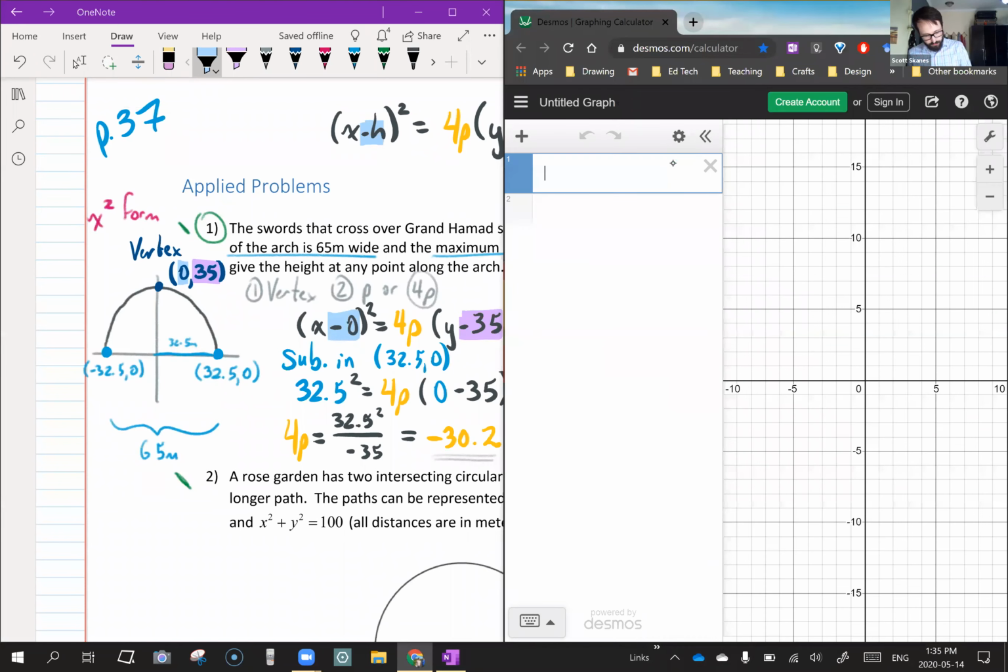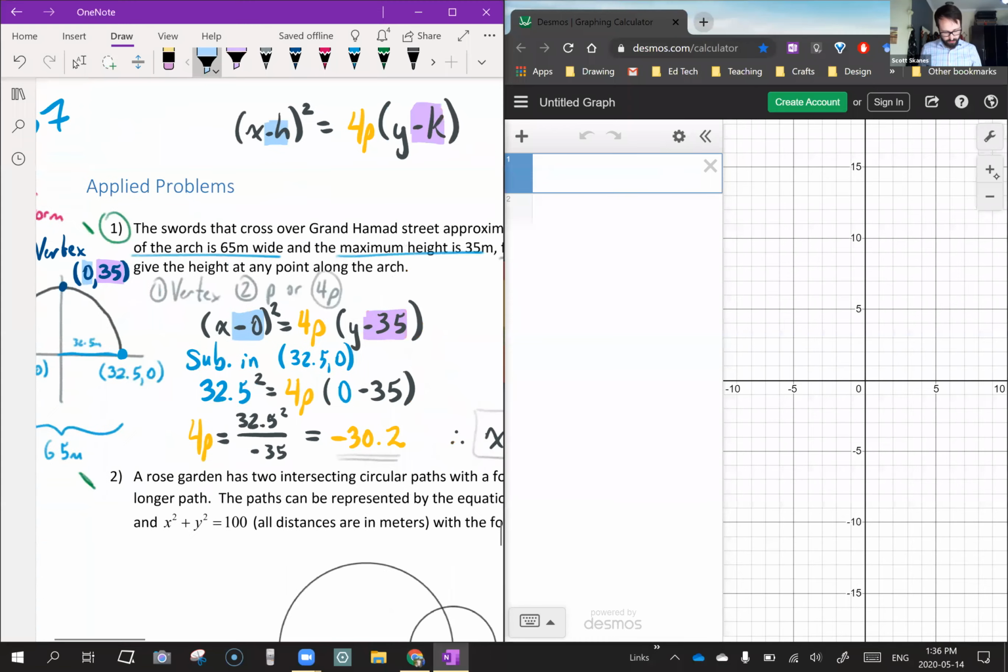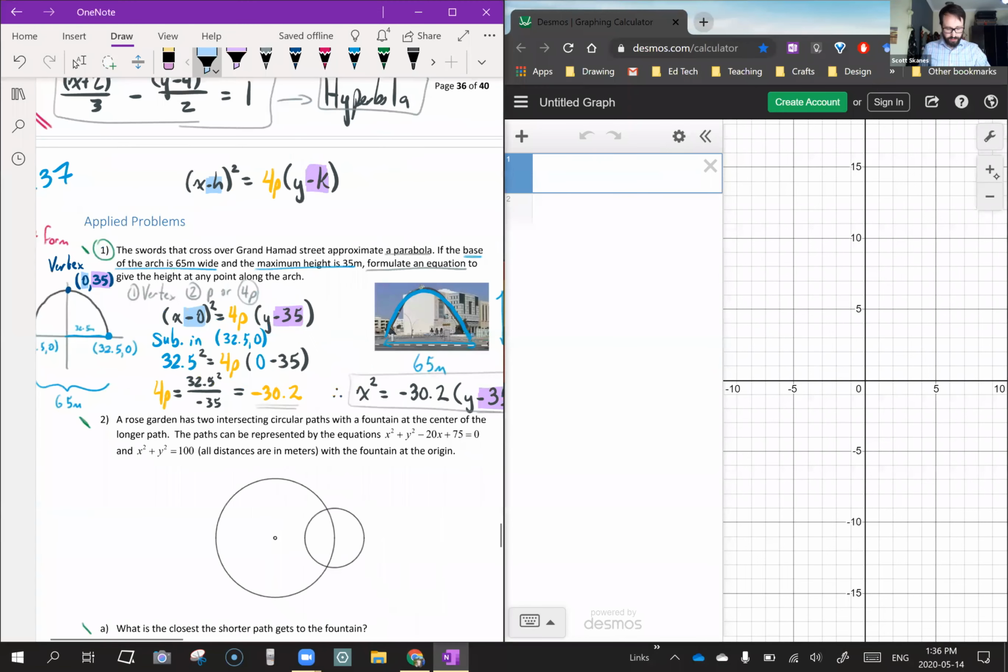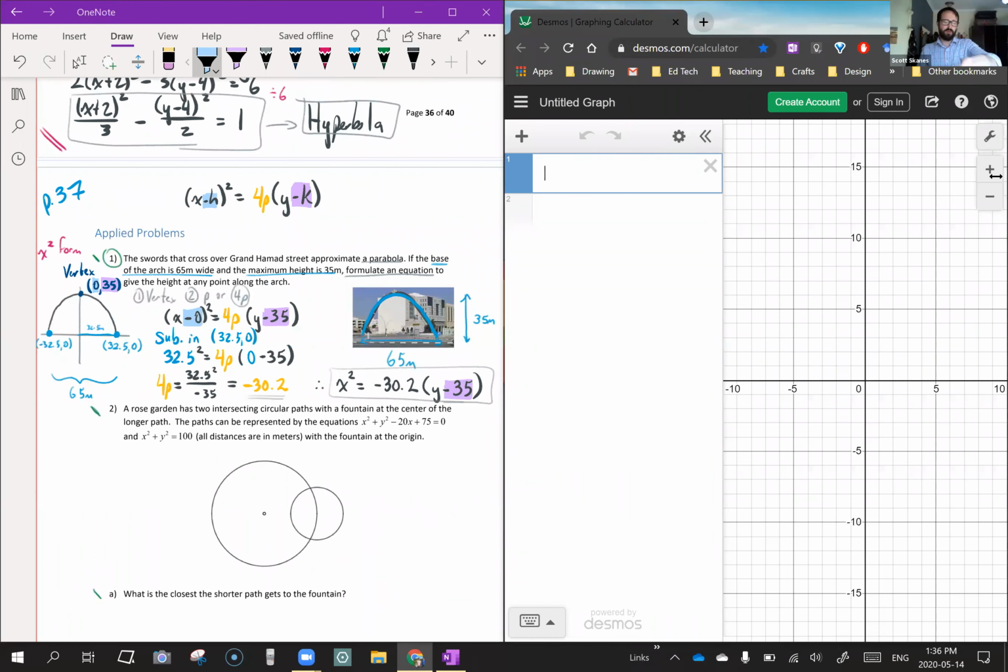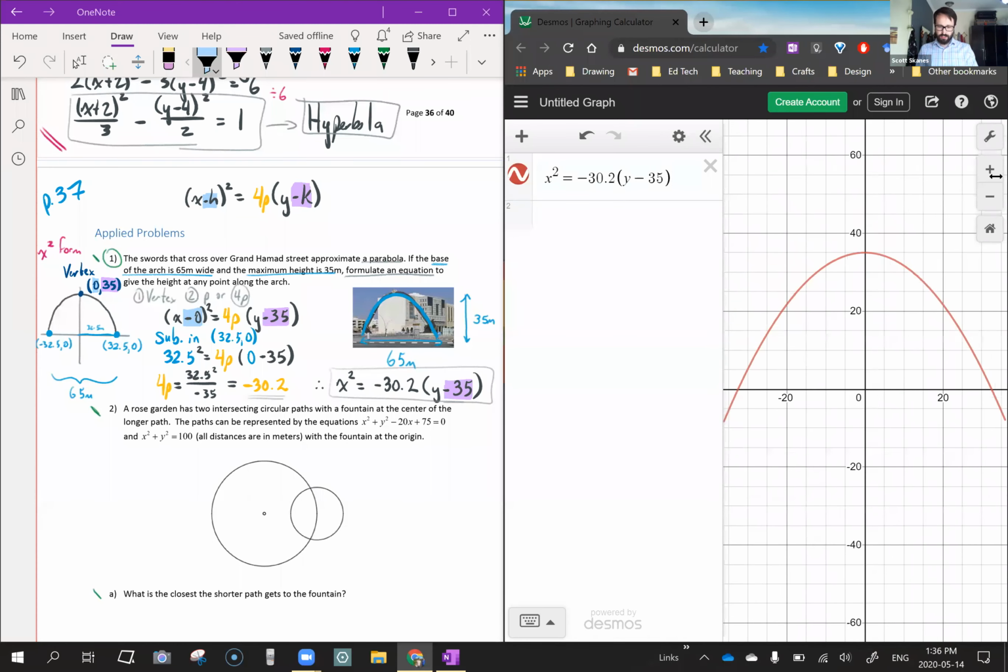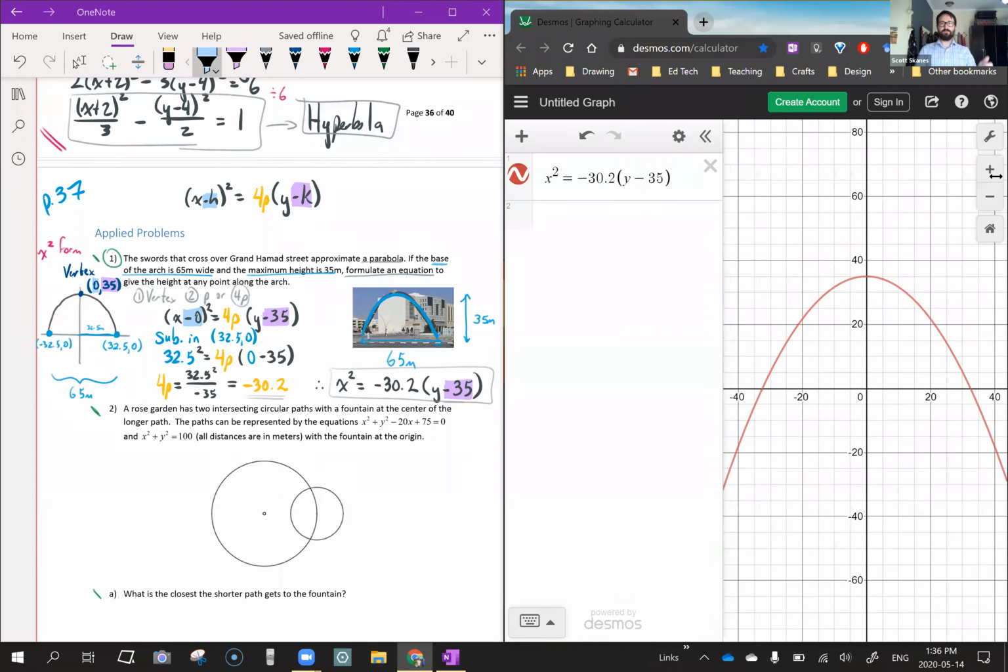I just want to graph this because it says formulate an equation to give the height at any point along the arch. Well, let me put in my final equation. X squared equals negative 30.2 y minus 35. It looks like this. And when you finish, you can easily put it into Desmos like this, and you should.